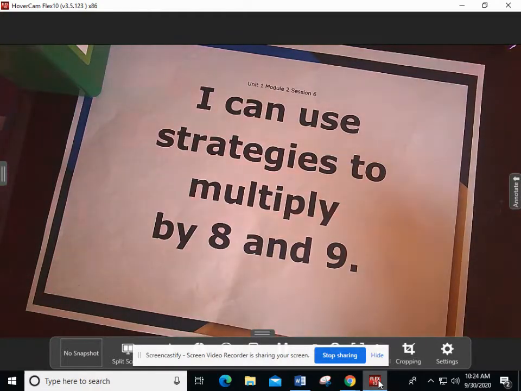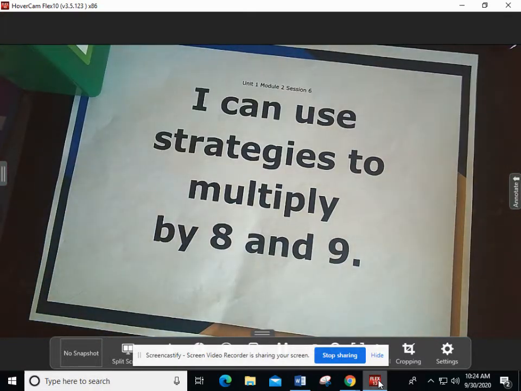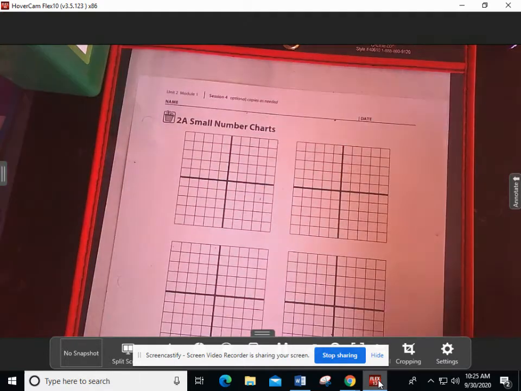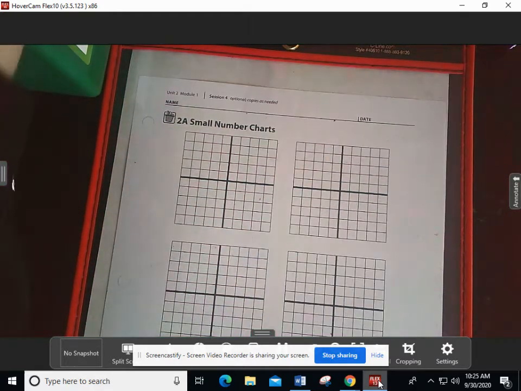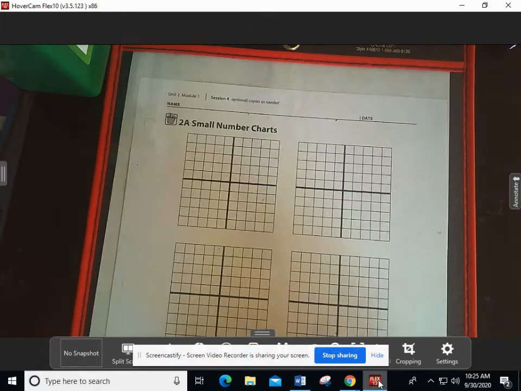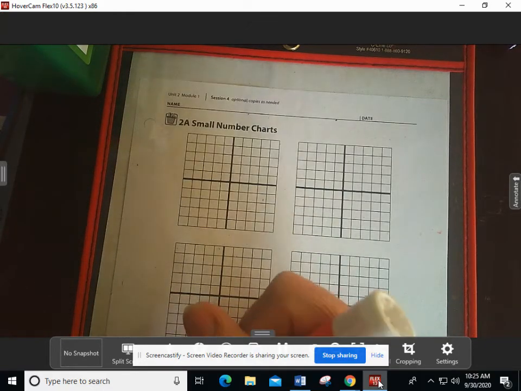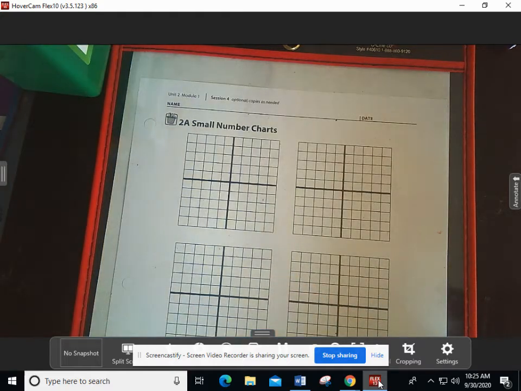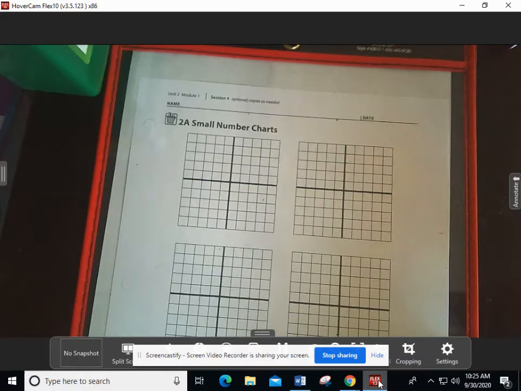So yesterday you were working with strategies to multiply 4 and 6. Today we're working with strategies to multiply 8 and 9. We're going to do some practice first though. The class also has these in their cubbies. They will be getting them eventually, but I'm going to do some demonstration first. First of all, we have to define what an array is, just in case we've forgotten.